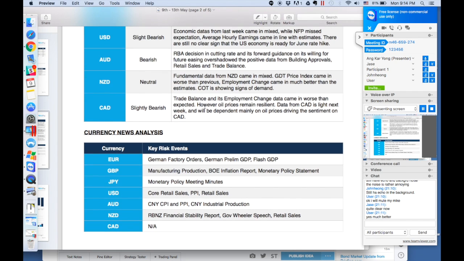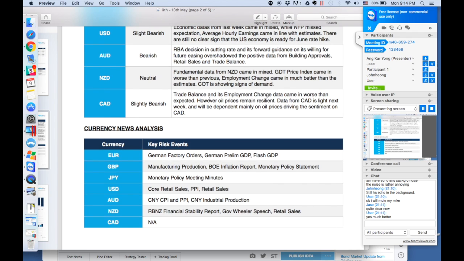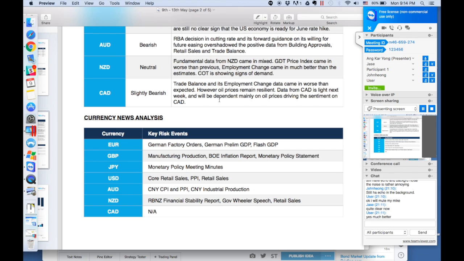For Canadian, we are bearish. The reason is that trade balance and employment change came in worse than expected. But as we shared in the last 2 days, for Canadian you also need to refer to oil prices. What we see in oil is that prices aren't falling, so Canadian is still supported by this. For this week, there's not much news for Canadian, so what will be driving this currency will be mainly oil prices.